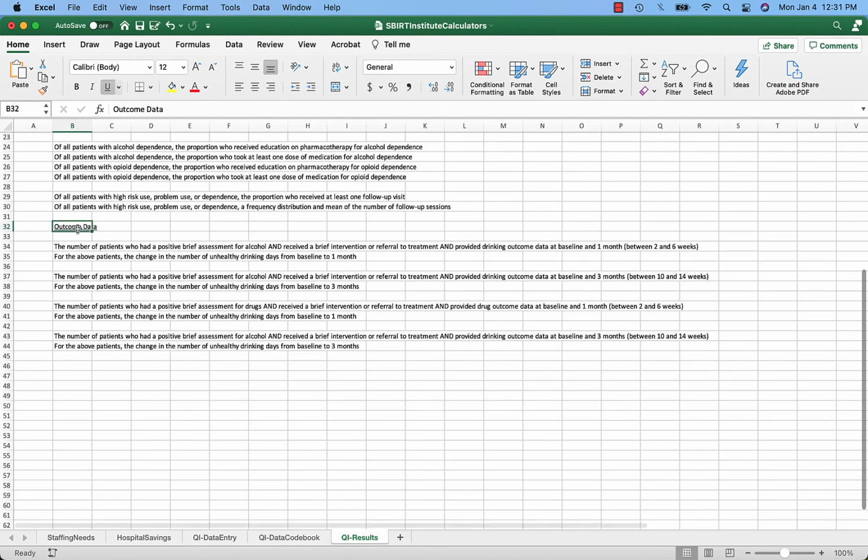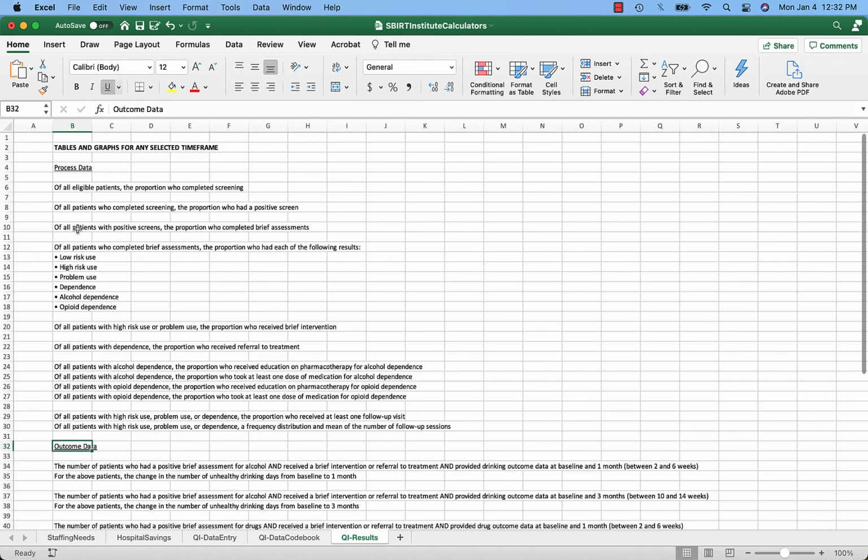Last but not least, you'll be able to determine the effectiveness of your program with analyses of changes in unhealthy drinking and drug use at 1 month and 3 months after baseline. For all of those analyses, you'll be able to specify the time unit and time frame. For example, you'll be able to analyze data by day, week, or month, and you'll be able to specify start and stop dates. For various steps in the SBIRT process, you'll also be able to analyze completion rates by staff member. So if some staff members are not performing as well as others, you'll be able to troubleshoot and improve performance.